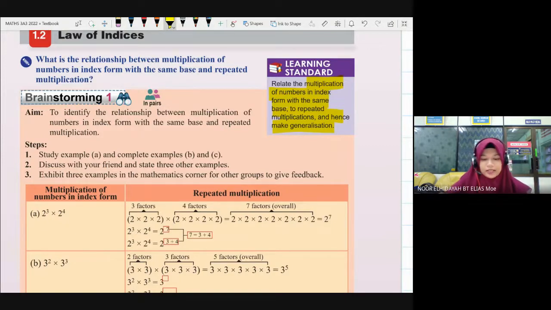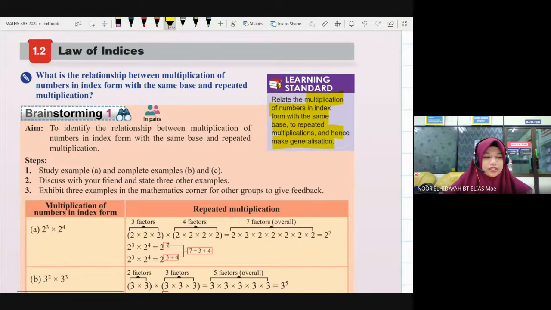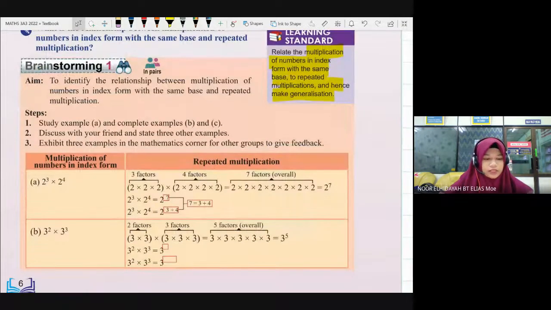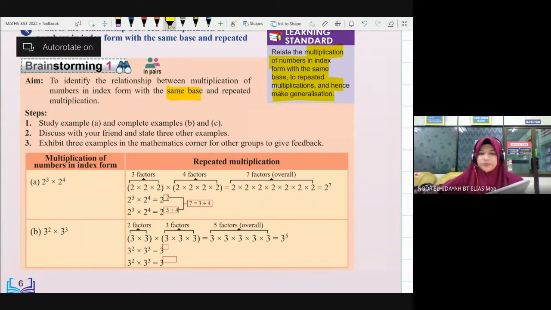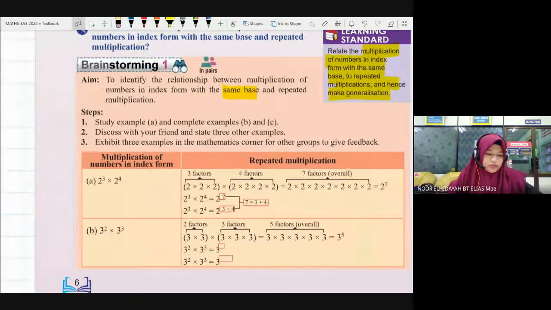Alright. So kita tengok di sini pada brainstorming 1. In brainstorming 1, the aim is to identify the relationship between multiplication of numbers in index form with the same base. Kita akan tengok yang same base dulu. And repeated multiplication. Sekejap cikgu nak betulkan, cikgu nak menulis senang sikit.